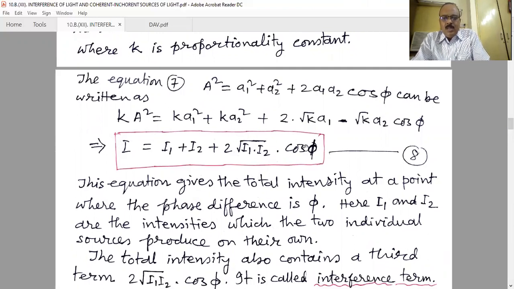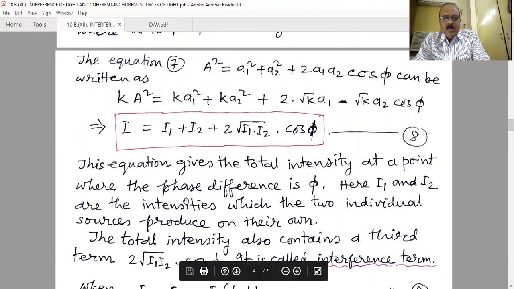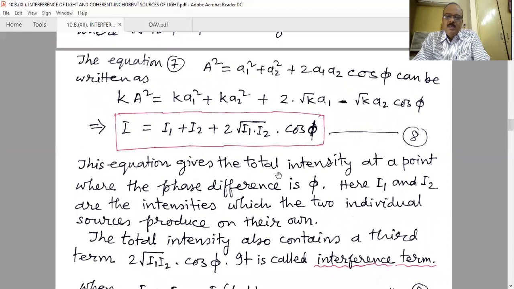This term is known as the interference term in this equation. This equation gives the total intensity at a point where the phase difference is phi. Total intensity means after the superposing of the two waves, where phi is the phase difference between the two waves. And which type of waves? They have the same frequency, same wavelength, and they are moving in the same direction. At a particular place, they meet with a phase difference phi.